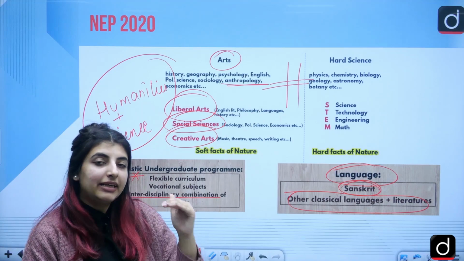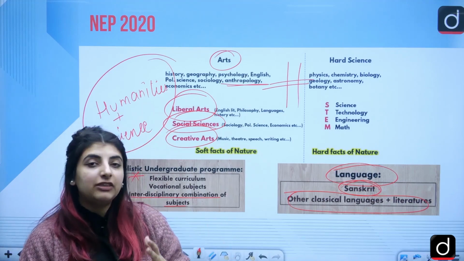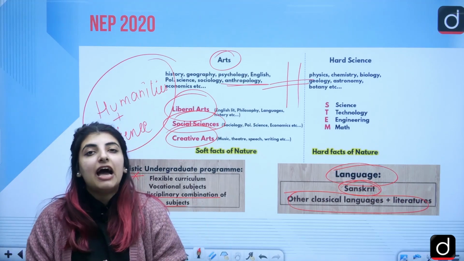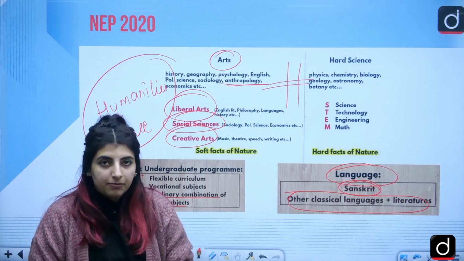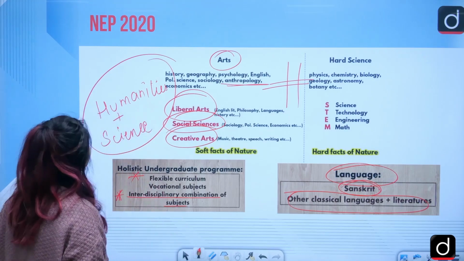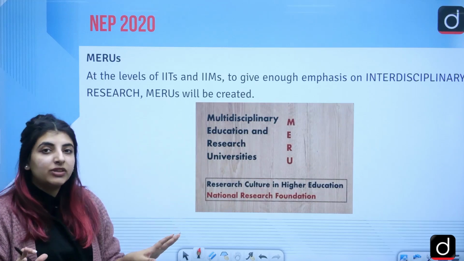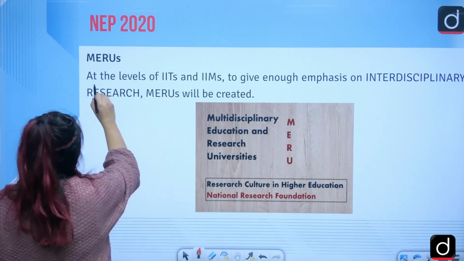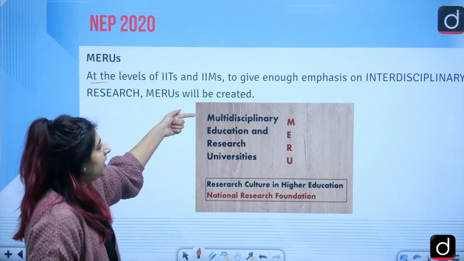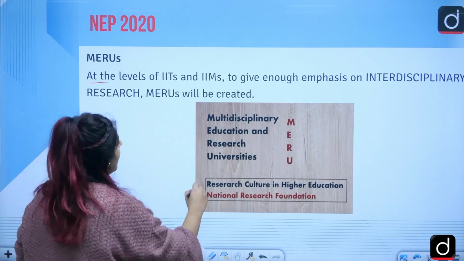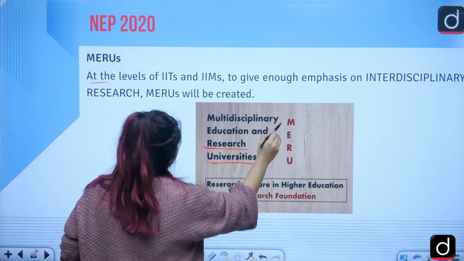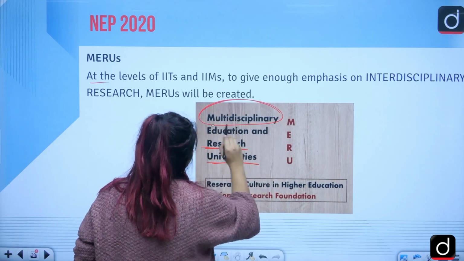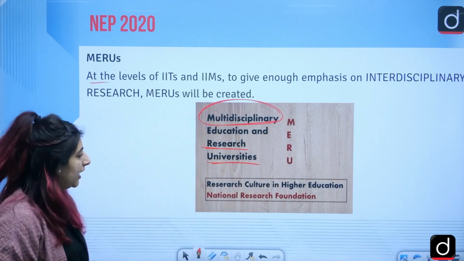They have planned that schools for particular languages which are related to the Indian heritage should be developed, should be established, right? Then we have MERUs as well. What are MERUs? First of all, write the full form: Multidisciplinary Education and Research University. So you see the word multidisciplinary, which gives you the answer, right?